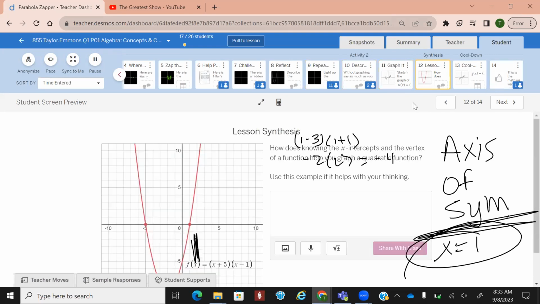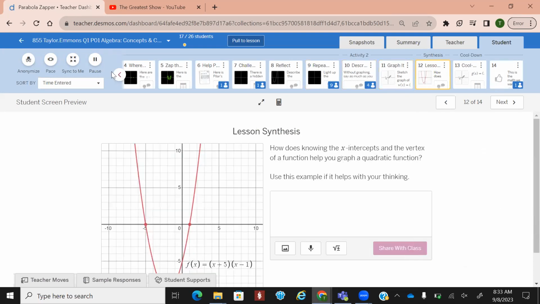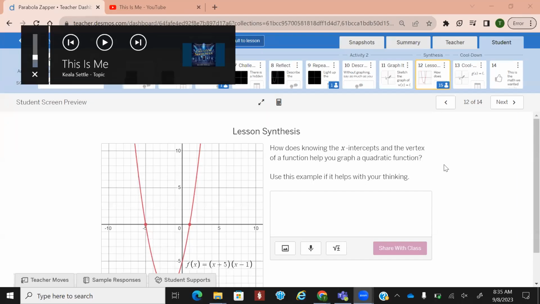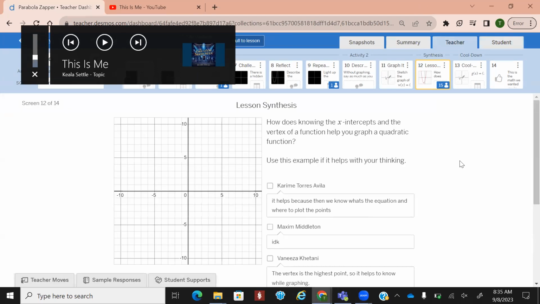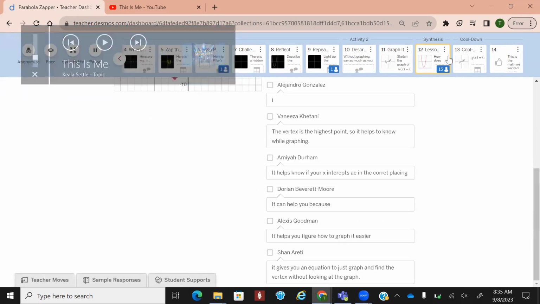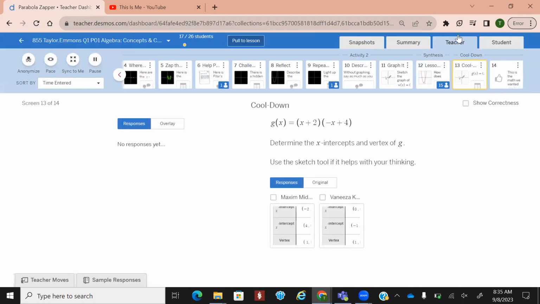Okay, so go ahead and take a moment. Go ahead and skip to slide 12. Okay, and go ahead and answer that question. How does knowing the x-intercepts and the vertex help you graph the quadratic function? Yep. So we can figure out plot points. We only need 3 points and boom, done, right?